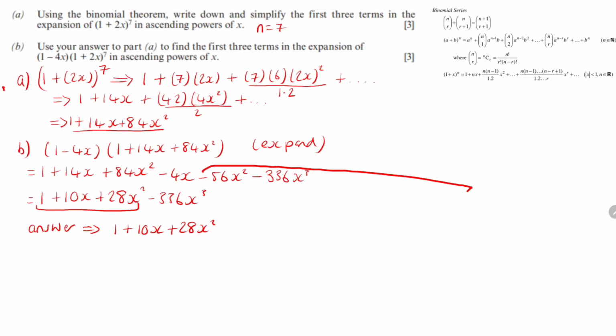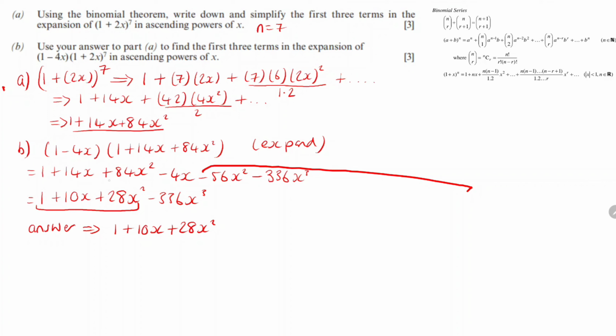Okay, next question. Hopefully you obtained 1 plus 14x plus 84x squared. You only wanted the first 3 terms. Again, you could use Pascal's triangle or this notation here. For the next question, it wants you to find the first 2 terms of the expansion of 1 minus 4x times by 1 plus 2x to the power 7. So you're going to use your answer from the previous question and times it by 1 minus 4x. If you expand that out by timesing 1 by all these terms and minus 4x times by all these terms, you end up with the following expression.